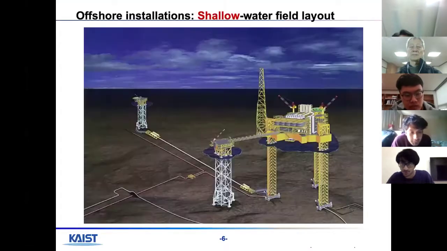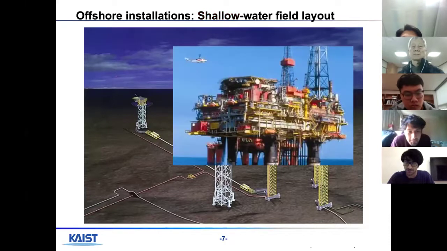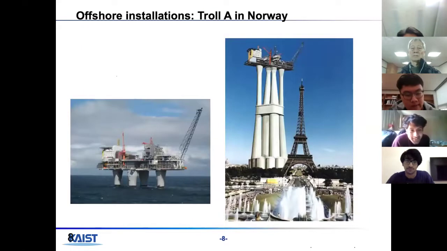So we looked at this shallow water layout, and this is how the processing unit of it looks near the shore. And this is one of the examples of offshore installations. It is one of the most remarkable achievements in science and technology. It's called Troll A in Norway.